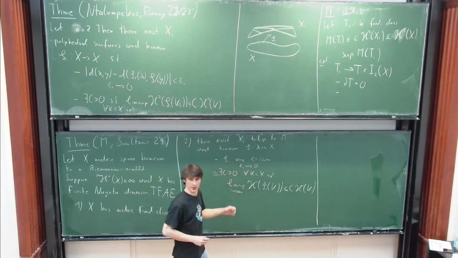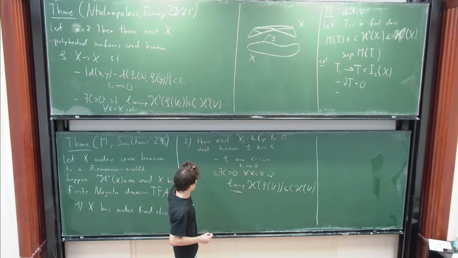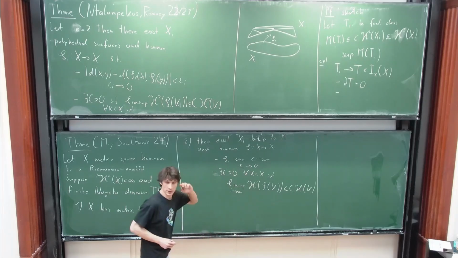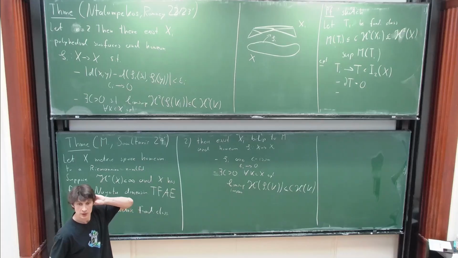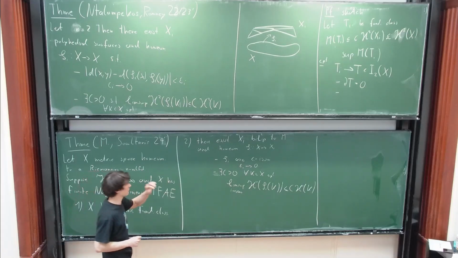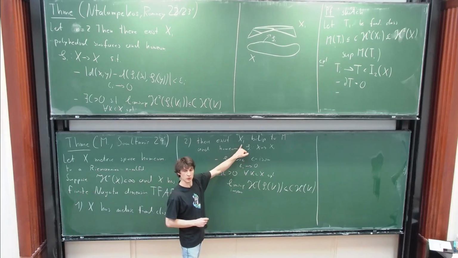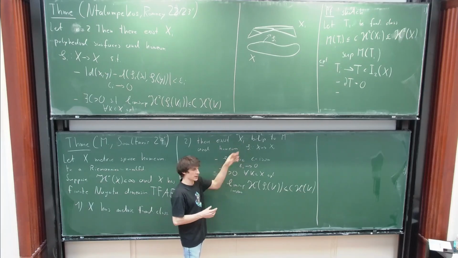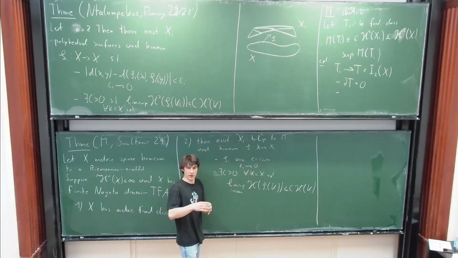Excuse me, are the Xi polyhedral manifolds, or what is the assumption on Xi? I didn't hear. No, this time they are not. This time they are bi-Lipschitz to M, so they're Lipschitz manifolds, in the sense that they're metric spaces and you have Lipschitz charts into a Euclidean space.